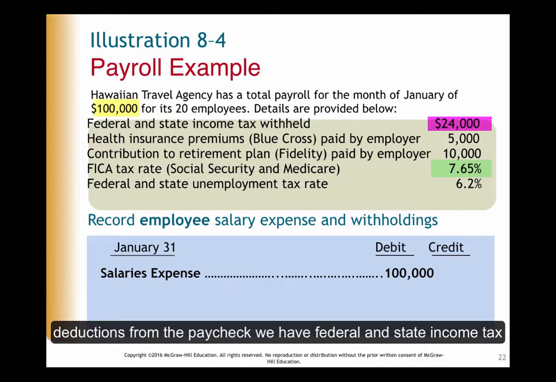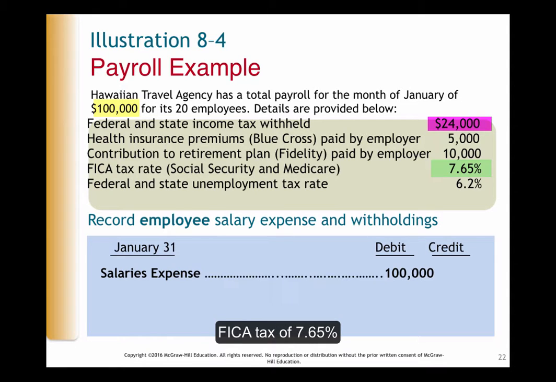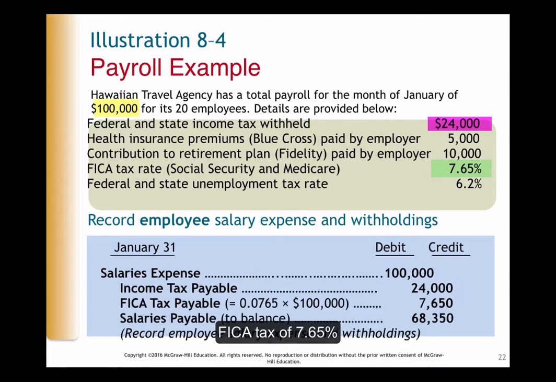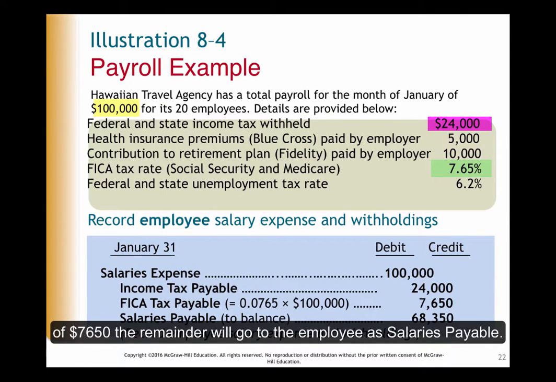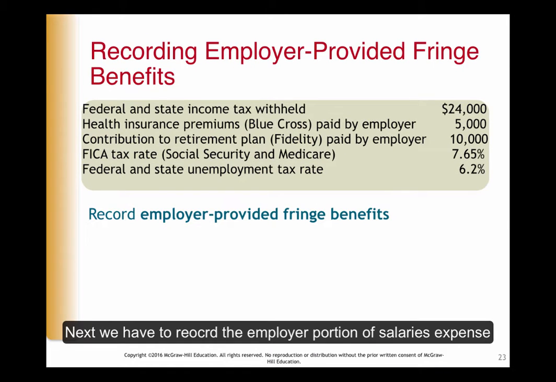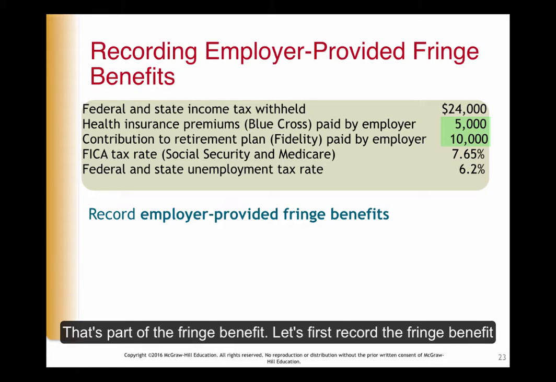For deductions from the paycheck, we have the federal and state income tax withholdings of $24,000, and we also have the FICA tax of 7.65%. Let's take those out. Income tax payable, that's going to a payable, and then the FICA tax payable of $7,650. And the remainder will go to the employee as the salaries payable. Next, we'll have to record the employer portion of the salaries expense. Now, the employer is paying, in this case, $5,000 in health insurance and $10,000 in retirement plan. That's part of the fringe benefits.